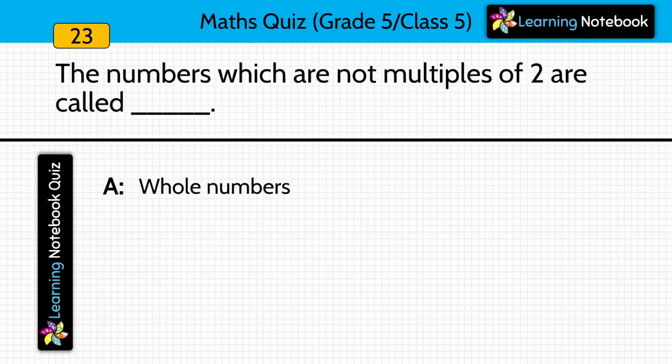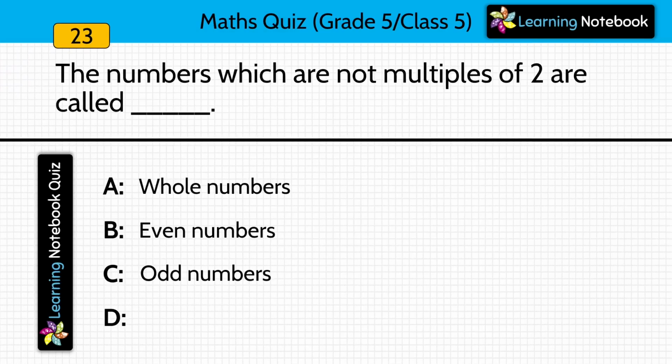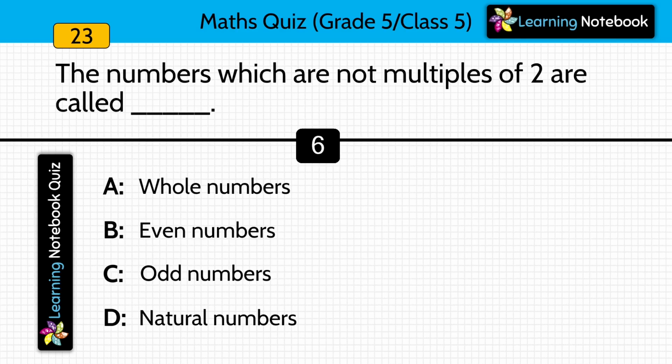The numbers which are not multiples of 2 are called dash. Are they called whole numbers, even numbers, odd numbers or natural numbers? Answer is option C, odd numbers. They are known as odd numbers.